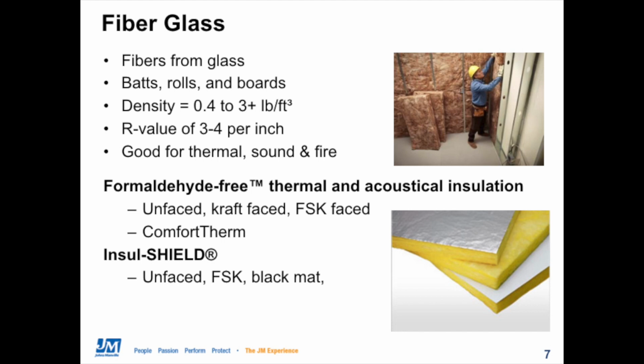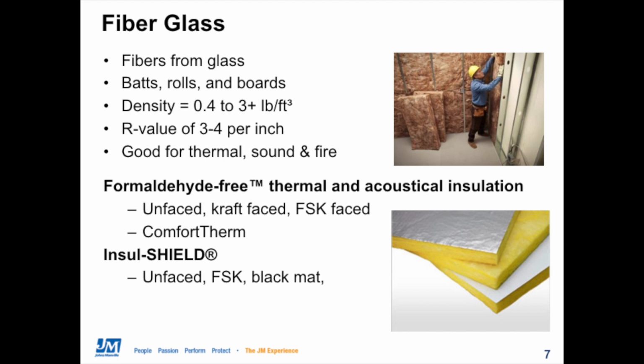Fiberglass is the first material we're going to talk about, and it's the most common form of insulation used in the U.S. today. Fiberglass can be made from raw materials such as sand, and it frequently includes recycled glass content. Fiberglass comes in many forms, such as rolls, boards, batts, and loose fill. The density of fiberglass can range anywhere from under half a pound per cubic foot to well over 3 pounds per cubic foot. Most fiberglass products provide thermal performance between R3 and R4 per inch of thickness.